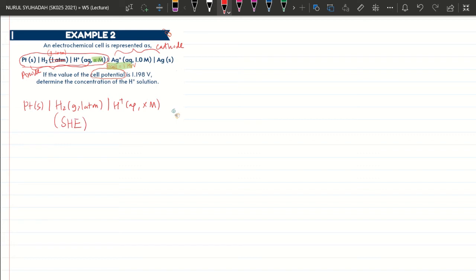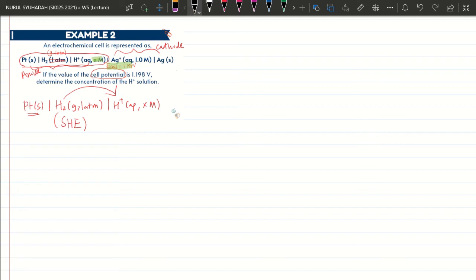Because later when you are writing down the equation for anode, the oxidation reaction, we will not include Pt because platinum is not part of the reaction. It's an inert electrode, so it will not be involved in the reaction. The only reaction that will occur is oxidation of hydrogen to become H+ ion.